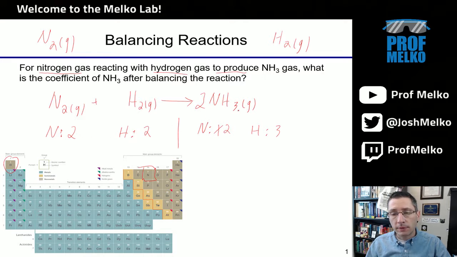But in doing so, make sure you're updating the other part of the molecule, hydrogen. You've now changed that from 3 to 6. You've doubled it. So now, although my nitrogens are balanced, my hydrogens are not. 2 hydrogens on the left, 6 on the right. So I need to update this to a 6 on the left by placing a 3 out in front of hydrogen.